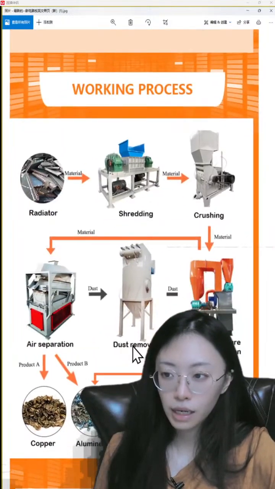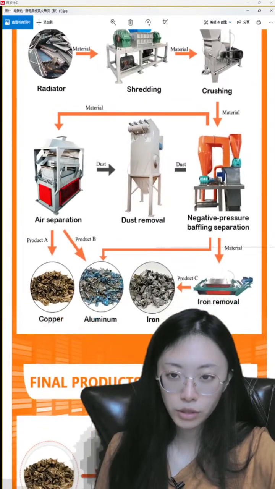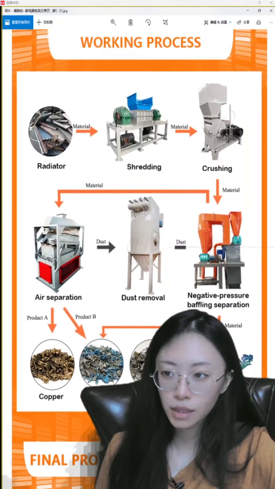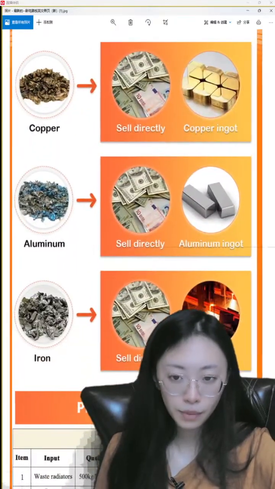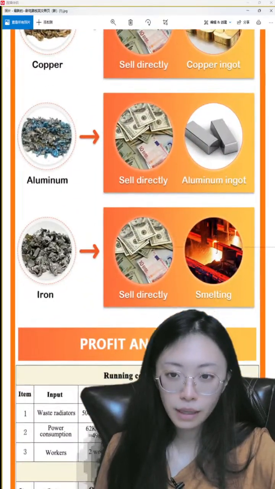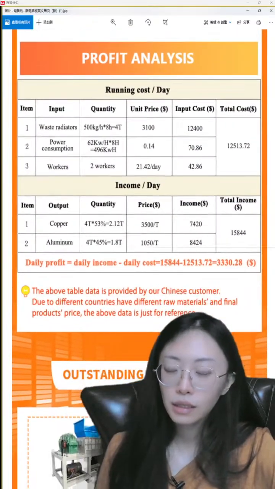Let's see about this technique. It's very similar to this machine, just for a different application. And then we can get the copper, aluminium, and iron from them. And this is the analysis.